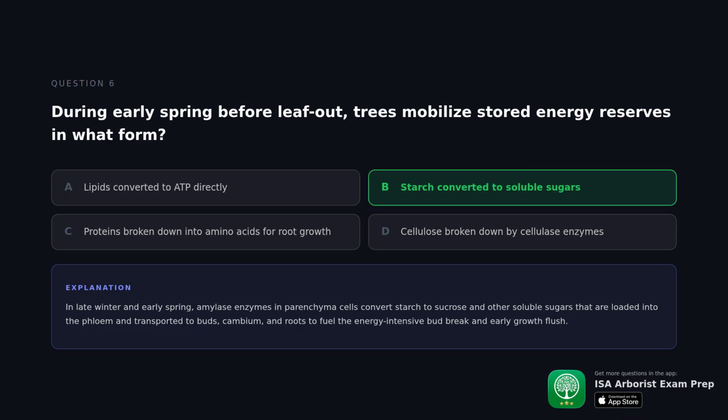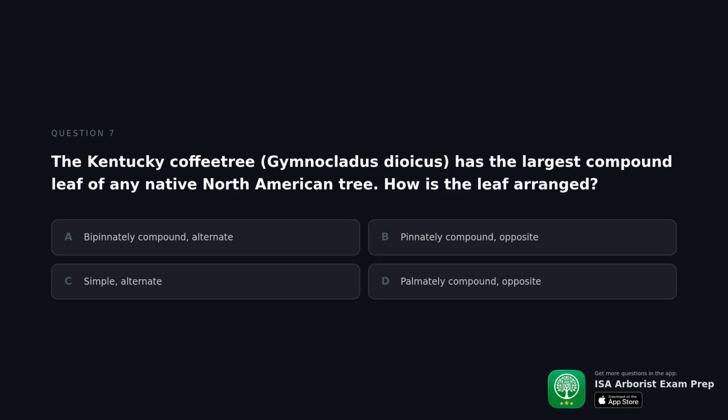The Kentucky coffee tree, Gymnocladus dioicus, has the largest compound leaf of any native North American tree. How is the leaf arranged? A. Pinnately compound, alternate. B. Pinnately compound, opposite. C. Simple, alternate. D. Palmately compound, opposite.